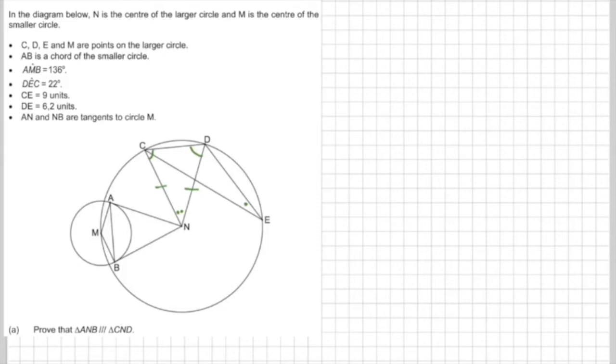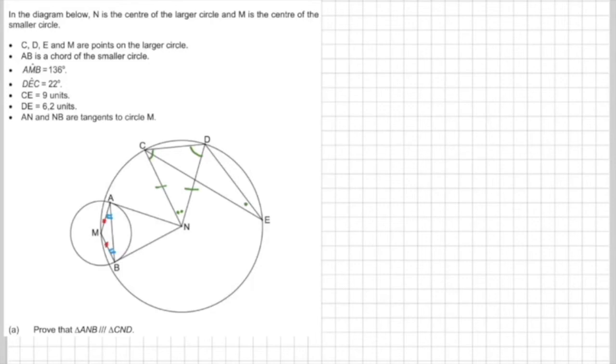And M is the center of the smaller circle. Same procedure. MA is equal to MB, and also, I have an isosceles triangle. So that little angle A and that little angle B will be the same. I don't have any more info about that, so let's read the rest. C, D, E, and M are points on the larger circle. Sometimes I would look at that if I had a cyclic quad, but I don't, so I'm going to carry on. AB is a chord of the smaller circle. I don't have anything about chords more than what I've got already.